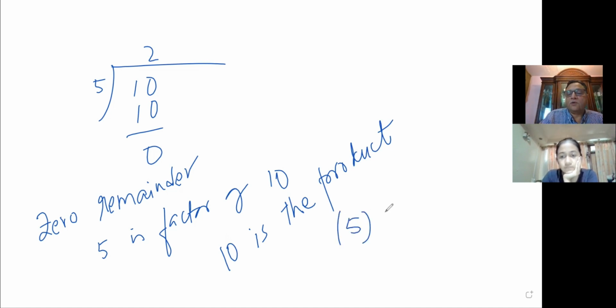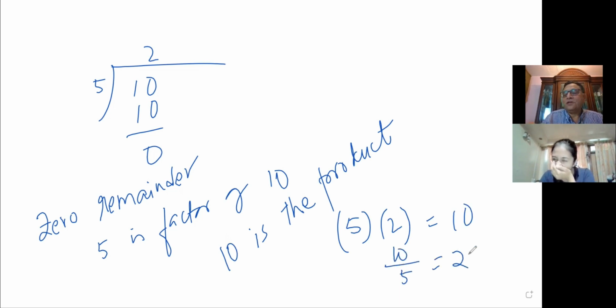So 5 times 2 is equal to 10, or we could say 10 divided by 5 is equal to 2. So again, I have written the same multiplication statement, or the division statement, you may say. Is that clear to you? Yes. Now we are going to move on to polynomial divisions, right?